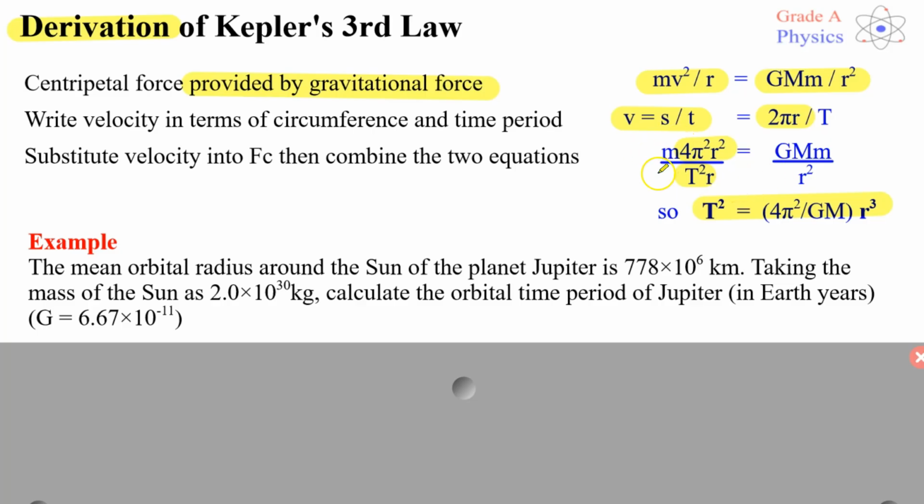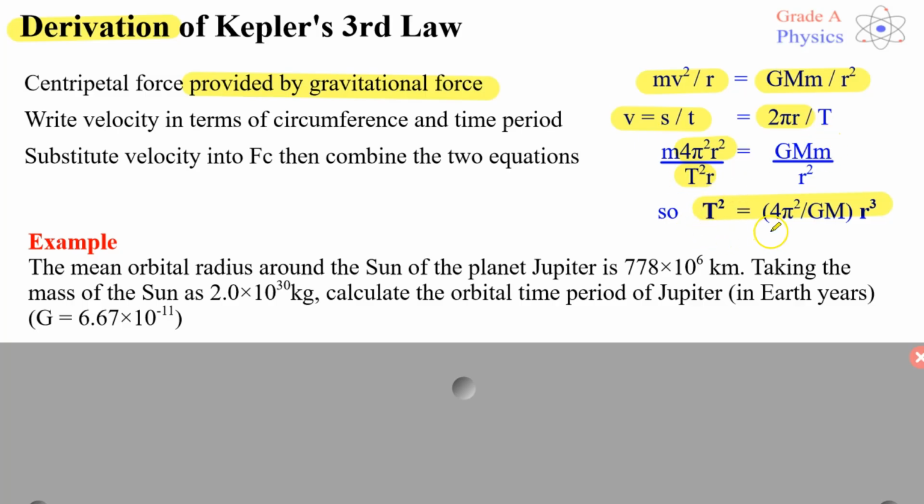So we've got a little m, we can get rid of that. We've got an r squared and an r, that gives us an r on the top. R squared gives us r cubed. And I think that's all tidied up. So we can make T the subject, so bring the T squared from the bottom to the top.